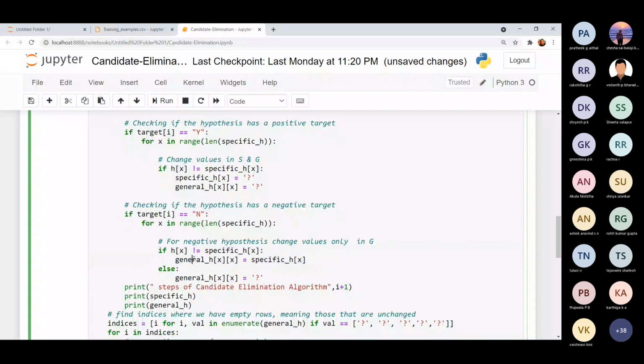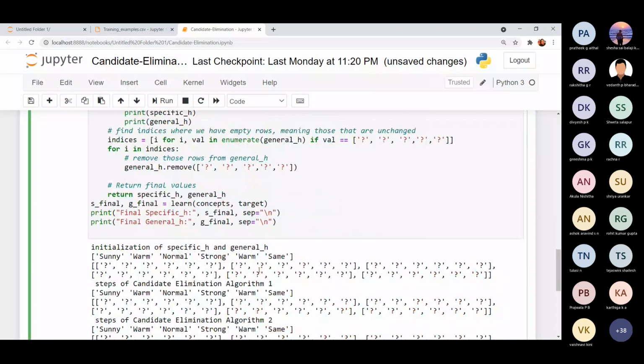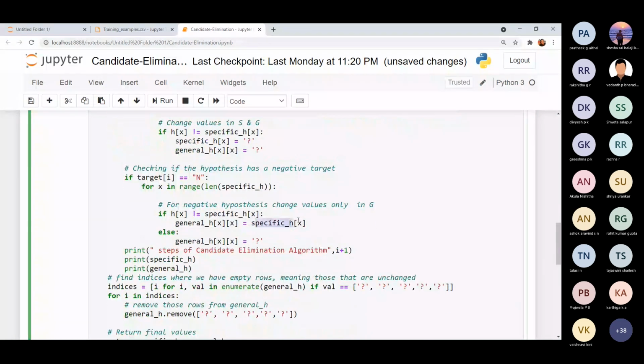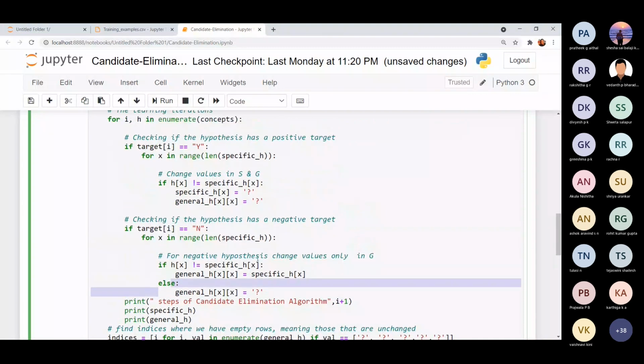If it's not equal to the specific hypothesis, we're not doing anything about the specific hypothesis, but in the general, general of 0, 0 is set equal to specific of 0. General of 0, 0 was a question mark, and we changed it to sunny, because specific of 0 was sunny. Else, if it's equal, then only do we keep this question mark. Otherwise, it's a question mark.